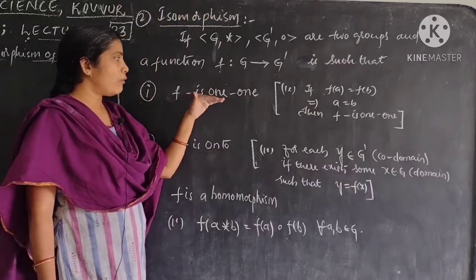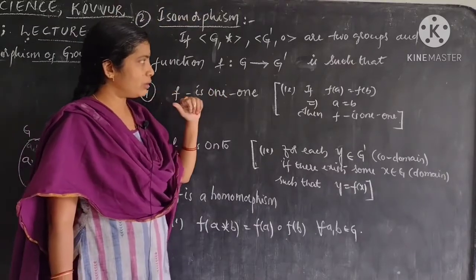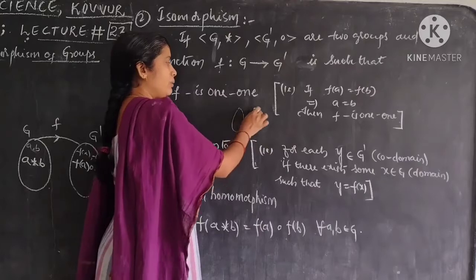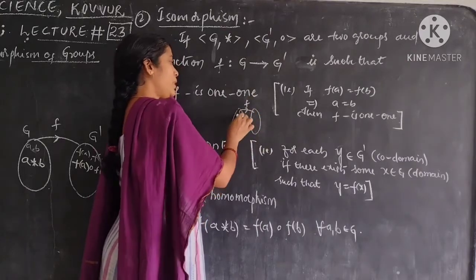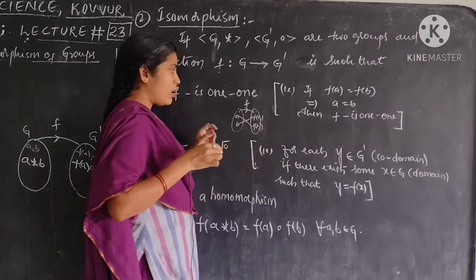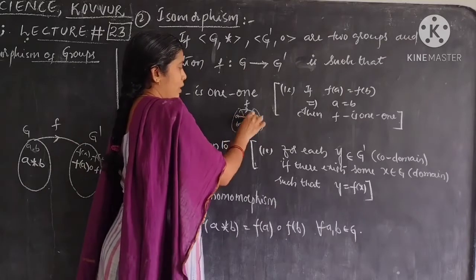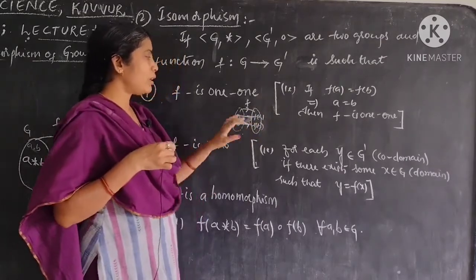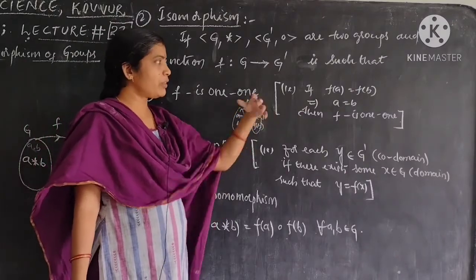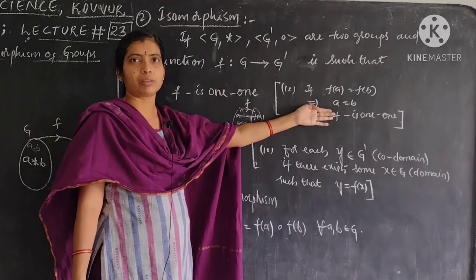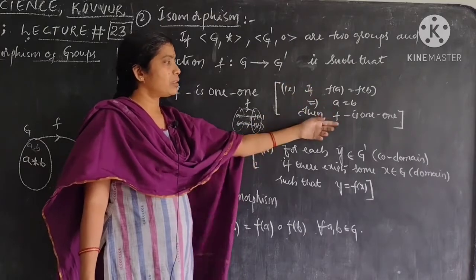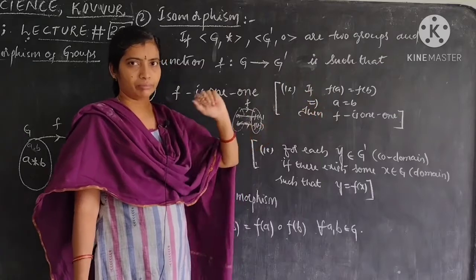Coming to the one-one function, what is a one-one function? The actual definition of a one-one function is that different elements have different images, then the function is called one-one. Different elements have different images, then that function is called one-one. In other words, if the images are the same, then obviously the elements are identical. When such a condition happens, the function f is called one-one.